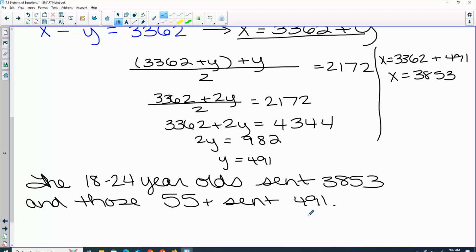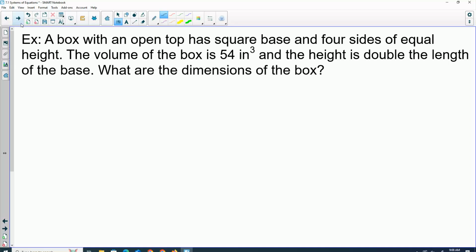So, today, the first packet we will either turn in at the end of class or beginning tomorrow. So that one's due. I gave you guys 2 more problems on that one, 56 and 58. On today's packet, okay, we are going to do a box that has a square base and 4 sides.